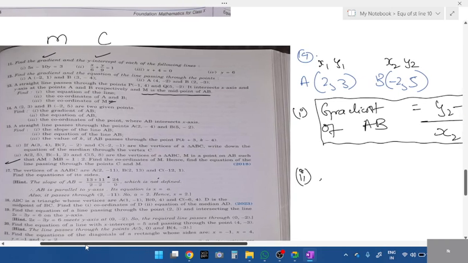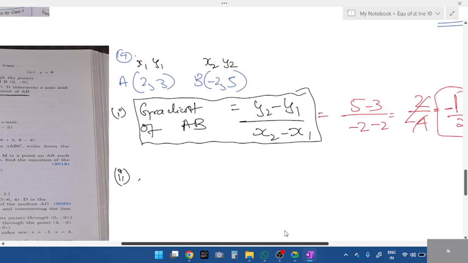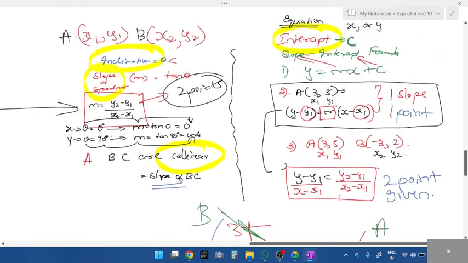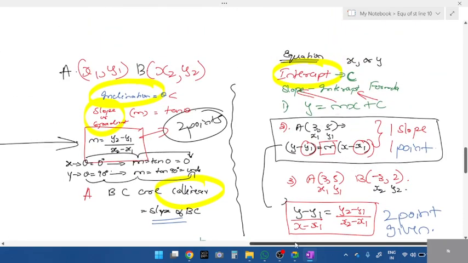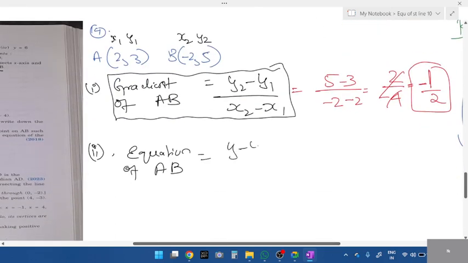Next question. What do you need to find? Gradient is done. Next, what do you need to find? Equation of? Yes, this is the equation formula if you want to find it when two points are given. What is the equation formula, students? Look at this right hand side. What is the equation when two points are given? y minus y1 divided by x minus x1 is equal to y2 minus y1 divided by x2 minus x1. What did we get?